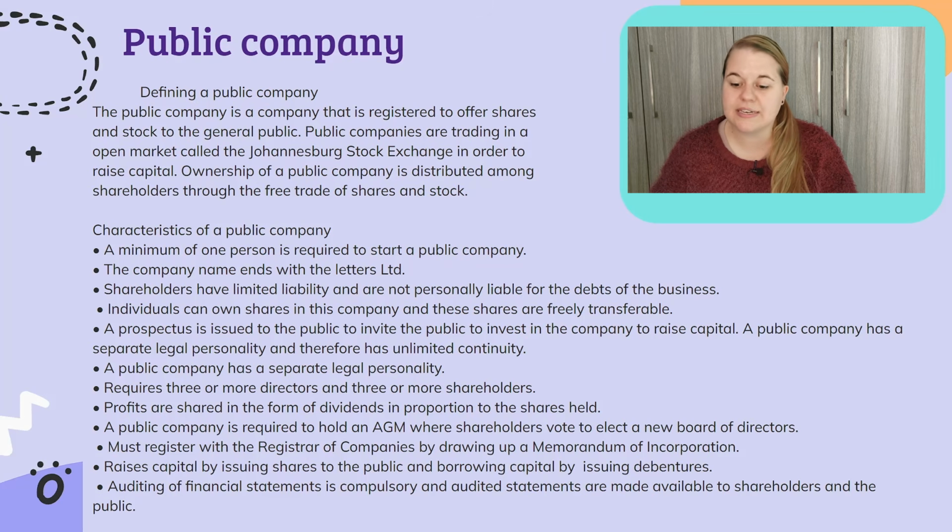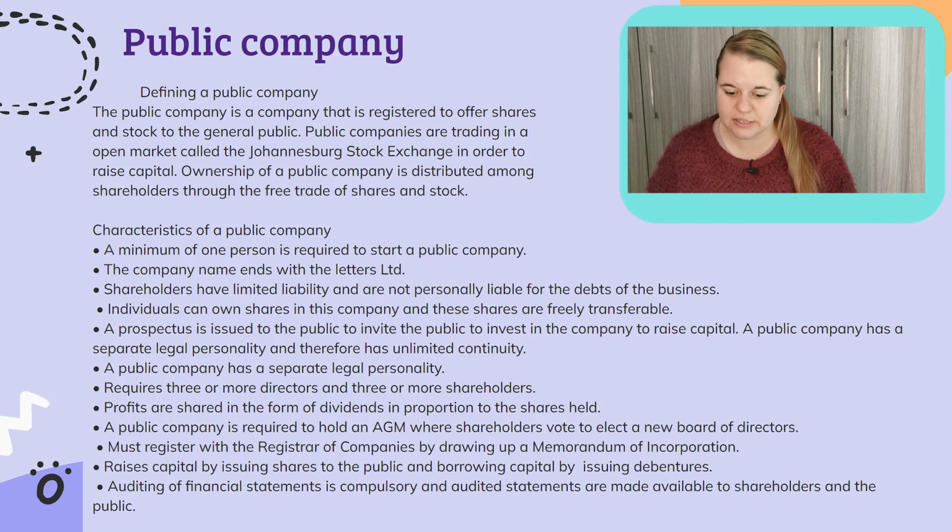The public company is a company that is registered to offer shares and stock to who? The general public. A private company sells shares privately; a public company sells shares publicly to everyone. Public companies are trading in the open market called the Johannesburg Stock Exchange in order to raise capital. Ownership of a public company is distributed amongst the shareholders through the free trade of shares and stock.